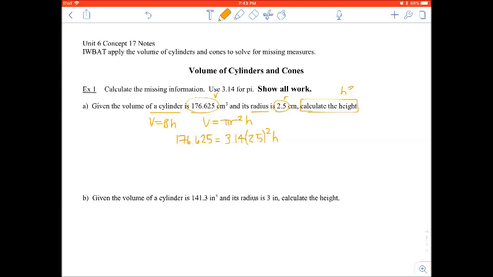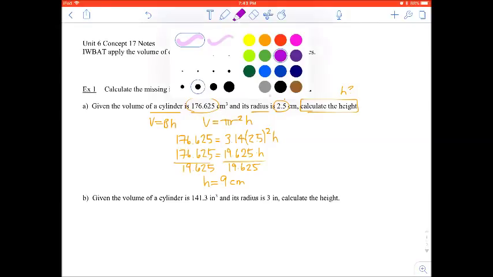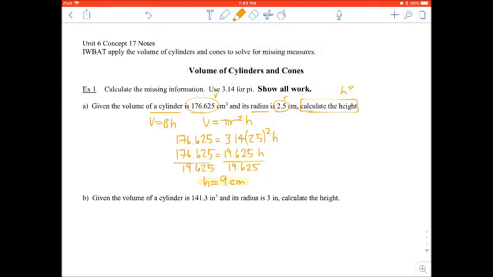And so simplifying from here, we need to simplify the right-hand side of the equation. So the 176.625 is brought down. 3.14 times 2.5 squared is 19.625 times h. The opposite of multiplying by 19.625 is dividing. And so if I divide both sides by 19.625, I get a nice crisp clean number of 9, and it's the height of the cylinder, and so I'll get 9 centimeters. And that's all there is to it.